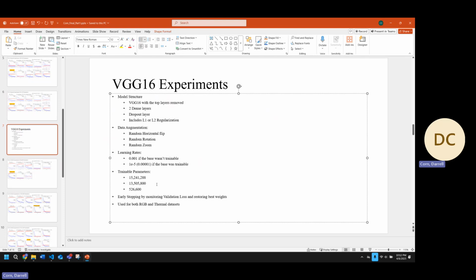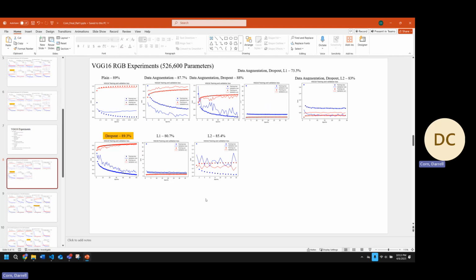So if the base was fully trainable, that led to about 15 million parameters. If the base was partially trainable, if I left the last nine layers trainable, that gave about 13.5 million parameters. And if I only trained the two dense layers on top, that was about 500,000 parameters. Again, using early stopping, and again, we use this structure for the RGB and thermal datasets.